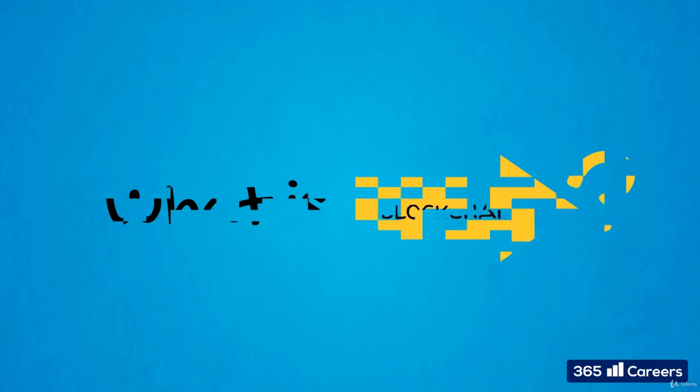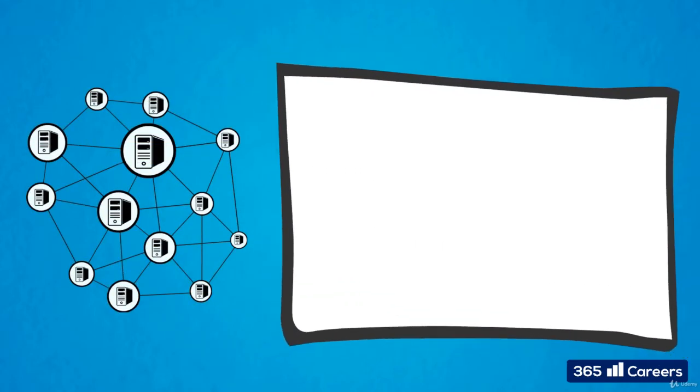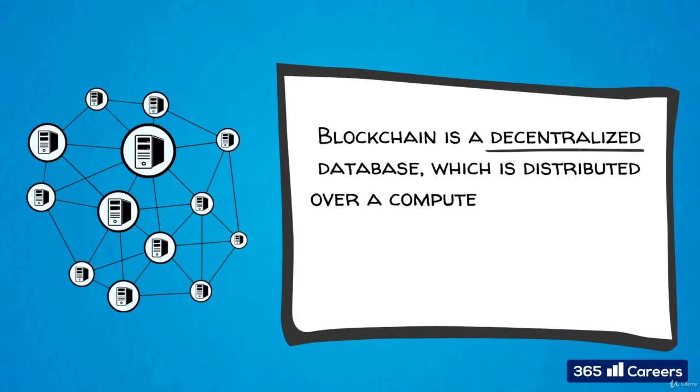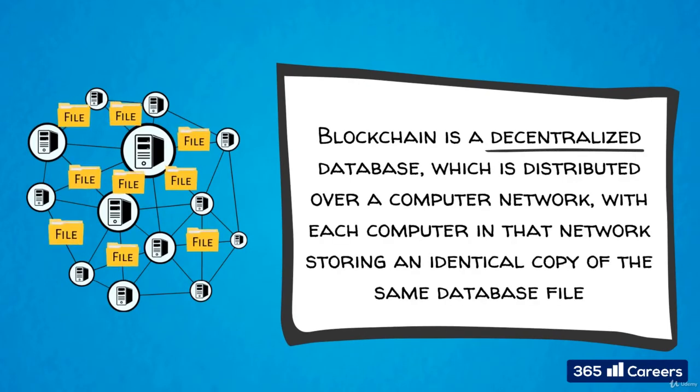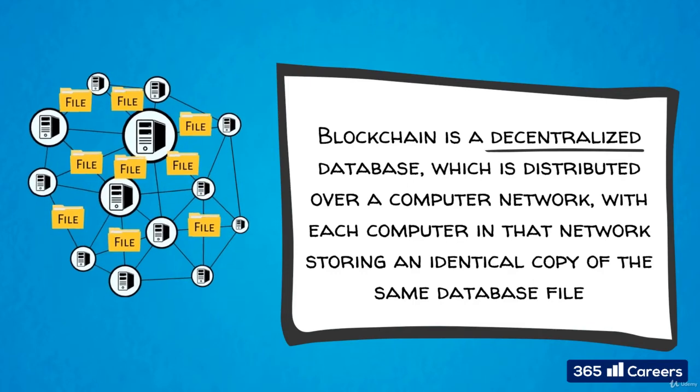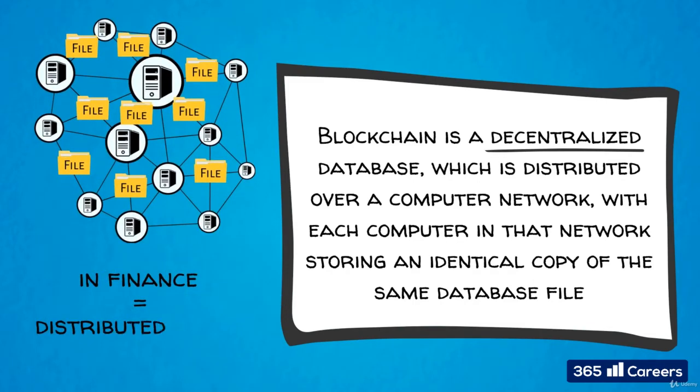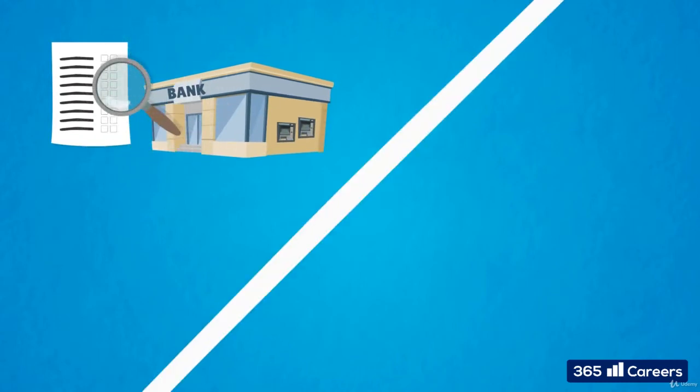What is blockchain? Blockchain is a decentralized database, which is distributed over a computer network, with each computer in that network storing an identical copy of the same database file. In the context of financial transactions, this is also referred to as distributed ledger technology, because a ledger is an accounting book or a collection of financial accounts. In finance, we use a ledger to record all accounting related to a specific account. A company's bank account would have a ledger that contains many transactions.